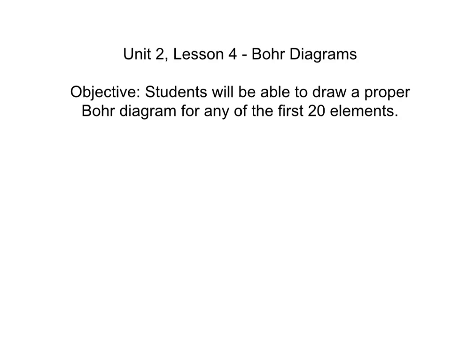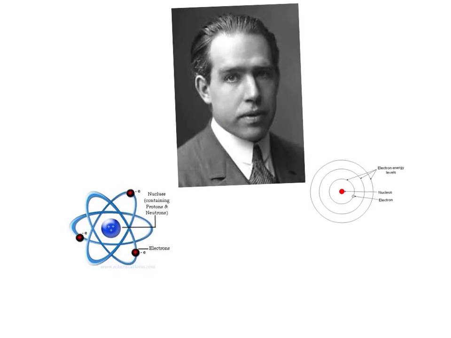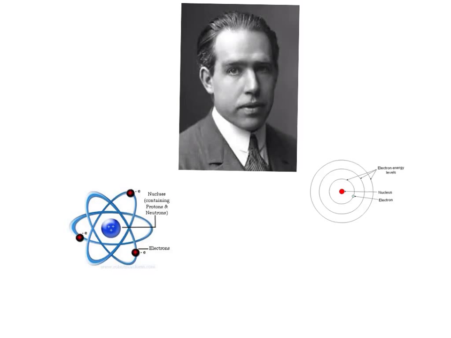We are in Unit 2, Lesson 4, titled Bohr Diagrams, and our objective for this lesson is that students will be able to draw a proper Bohr diagram for any of the first 20 elements. So Bohr diagrams are actually named after the man who did the research to discover a more accurate model of the atom. His name was Niels Bohr.